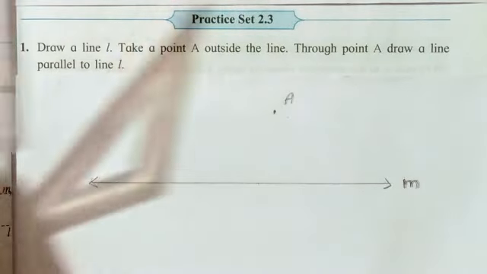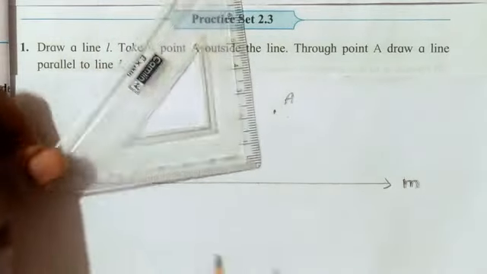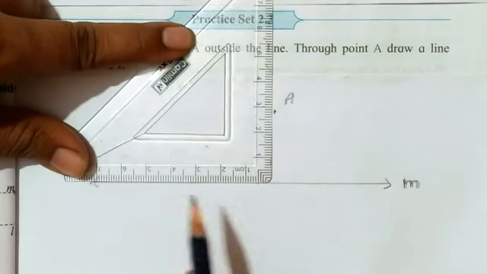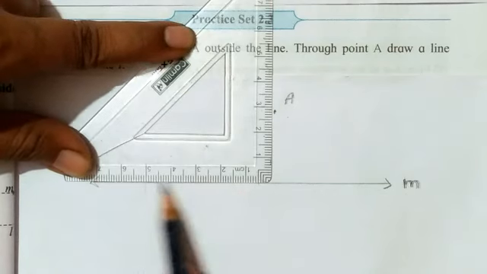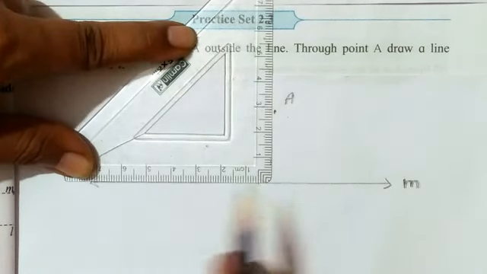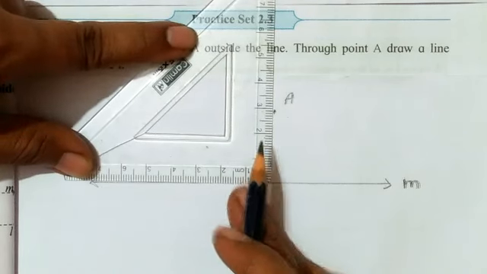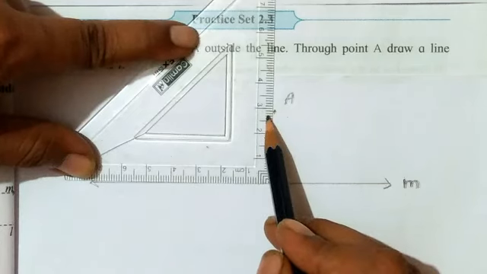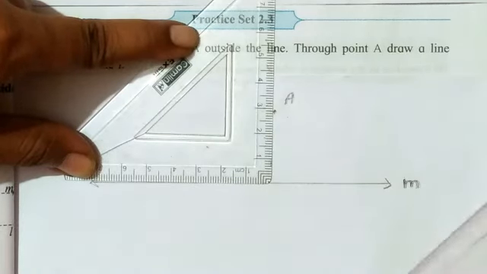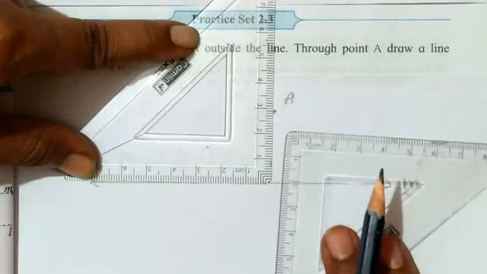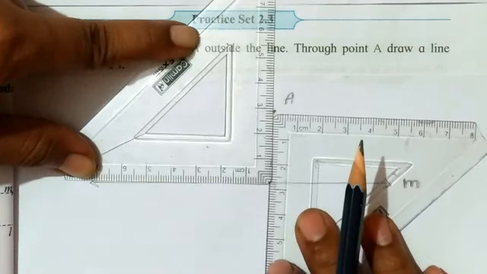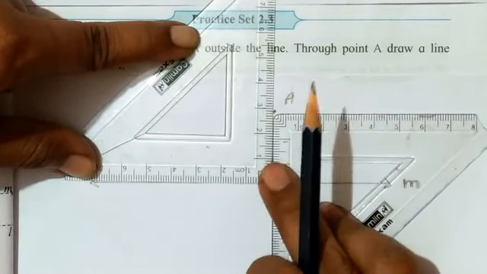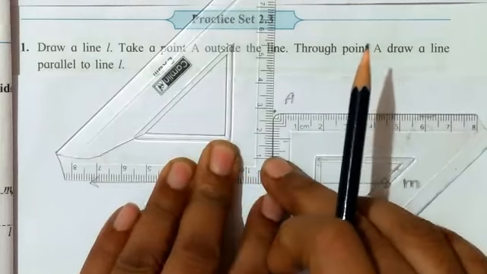Among these two set squares, the set square which is the longer one, we have to place it this way. The lower part of the set square is attached to the original line M, and it should be close to the standing position of the set square. Now we have to use the other set square and arrange it close towards the first set square till we get the point A.